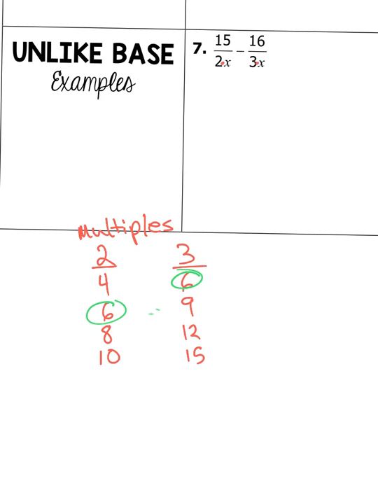So that means the common denominator would be 6, and then notice that they both share an x, okay?